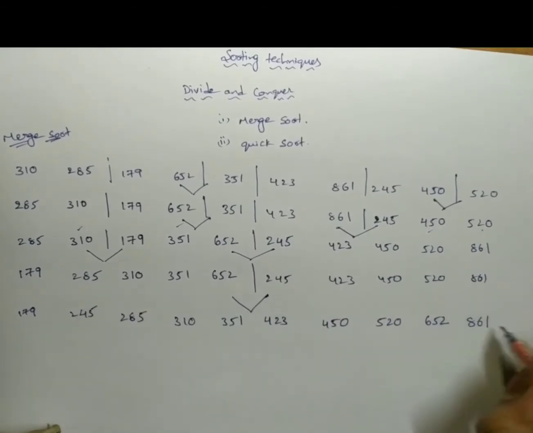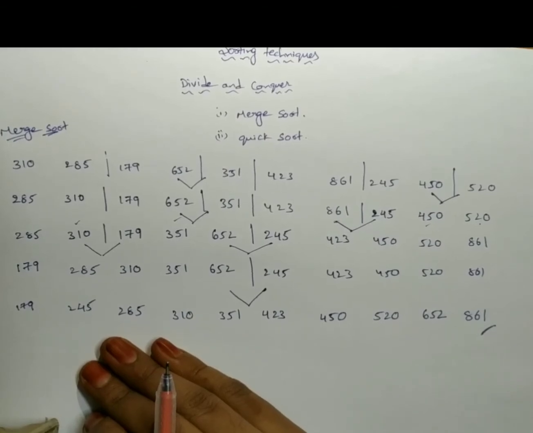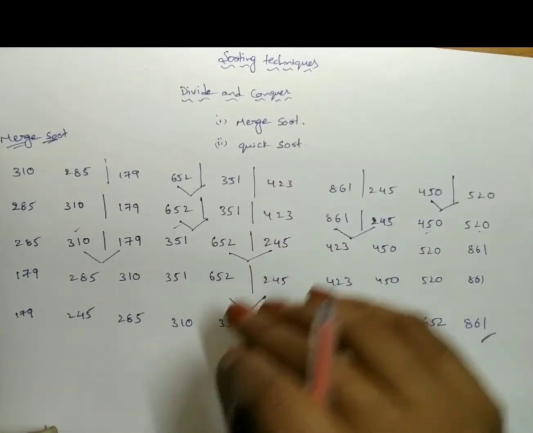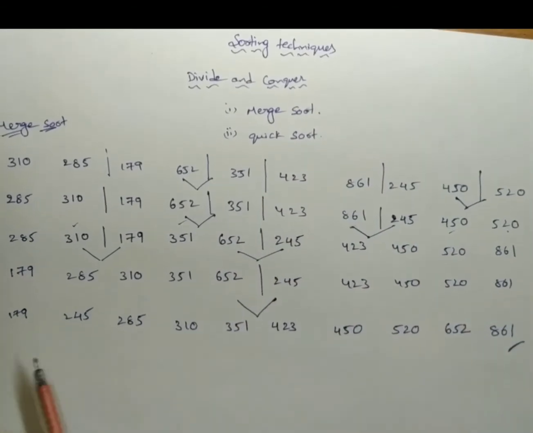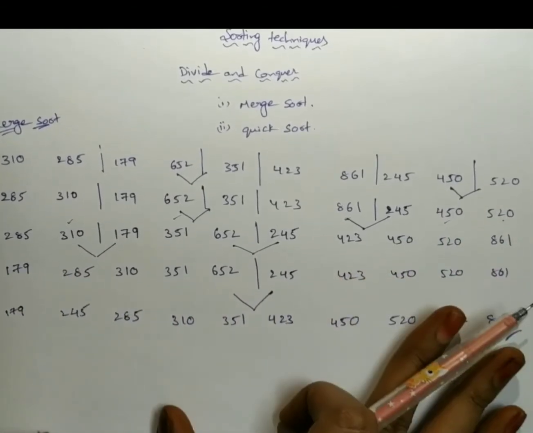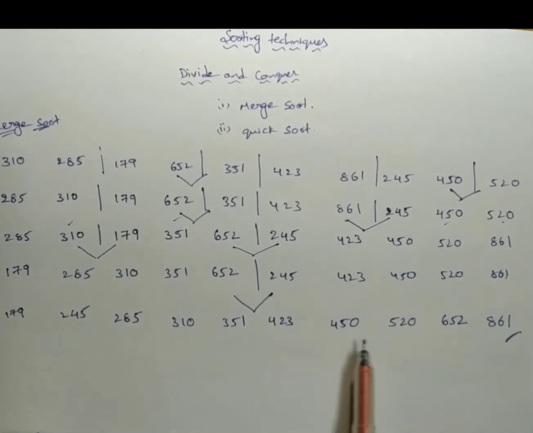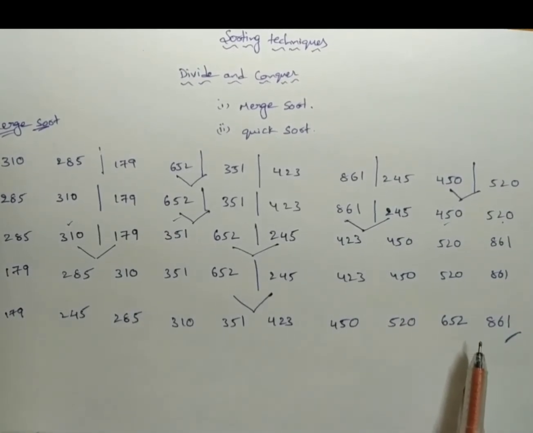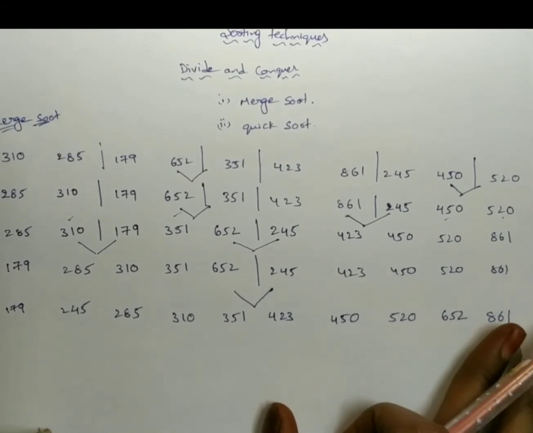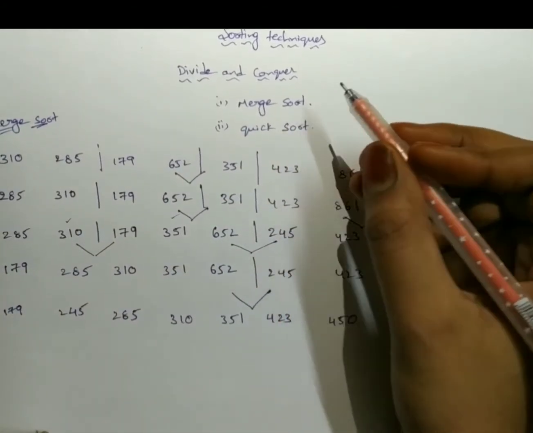This is the final result obtained in the merge sort. And finally you need to check whether the obtained final result is in sorted order or not. See, if you check all these elements, they are all placed in ascending order. So by this the merge sorting technique is completed.